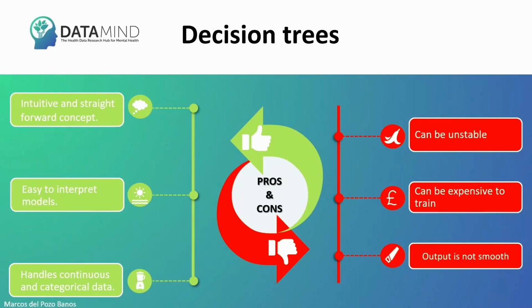And then the output of a decision tree is not smooth at all. It's based on vertical and horizontal lines stacked together or grouped together. And therefore, it's going to be full of angles. It's not going to be smooth.